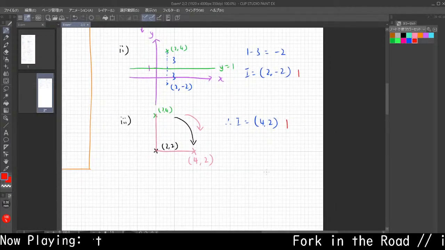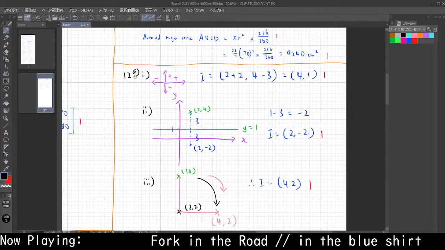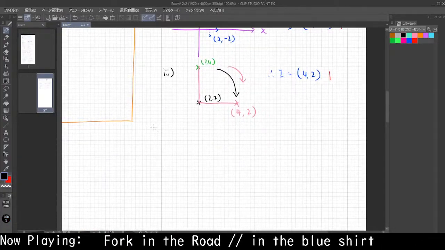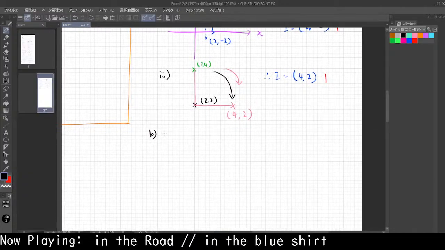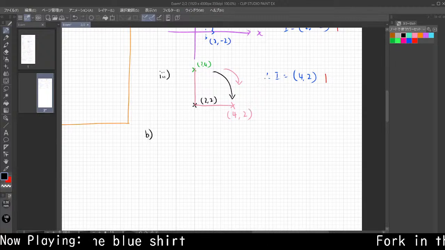Okay, so that's the first page. So this is part A. Then we have part B as well. So part B. For part B, we have 3 quadrilaterals: A, B, C, D, E, F, G, H, J, K, L, M. Okay, give me a moment.